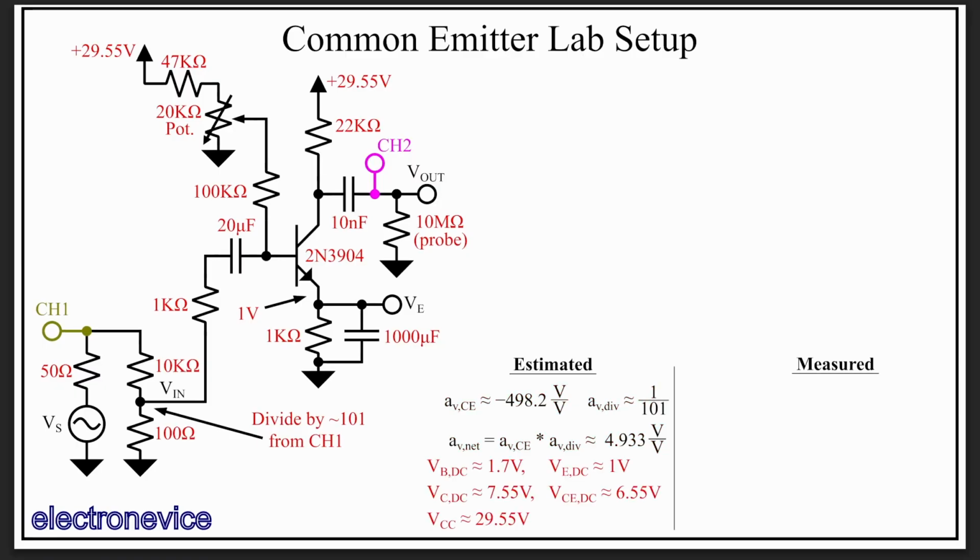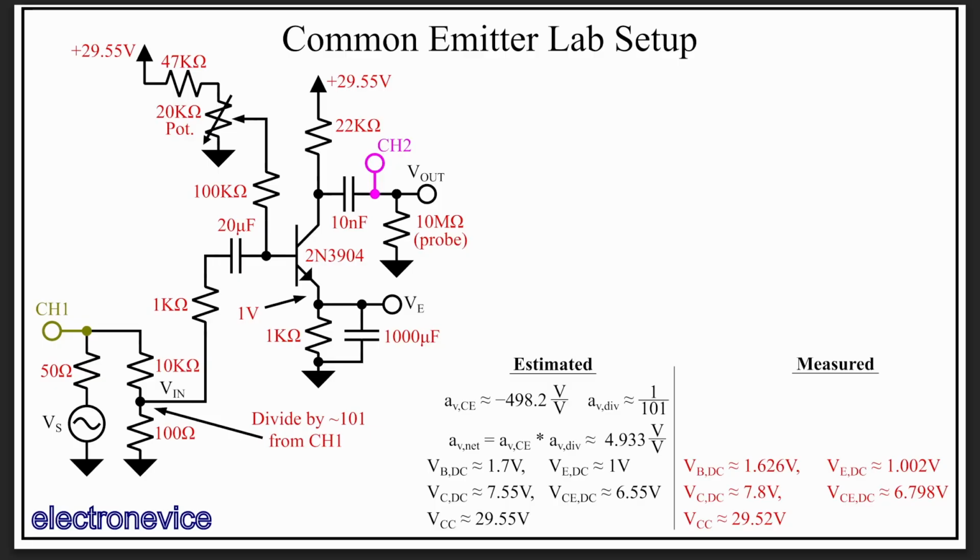Next, let's measure the DC values of these transistor node voltages. The values we calculated are on the left. With my DMM, I get an emitter voltage of approximately 1.002 volts as designed, with a base voltage of about 1.626 volts, a collector voltage of about 7.8 volts, and a VCC of about 29.52 volts. And of course, the resulting VCE is about 6.798 volts.